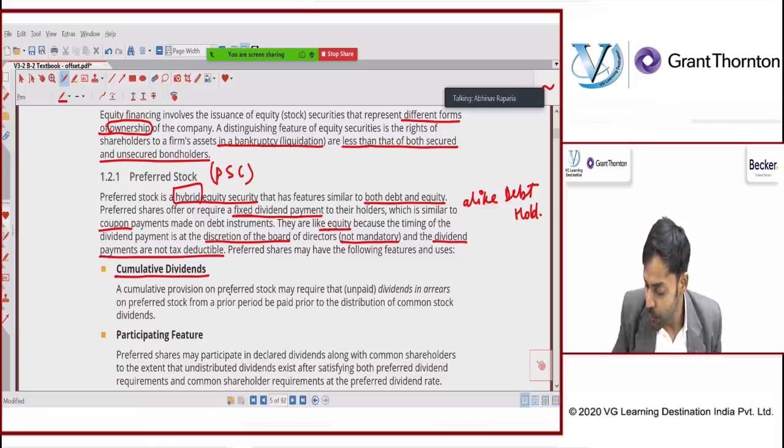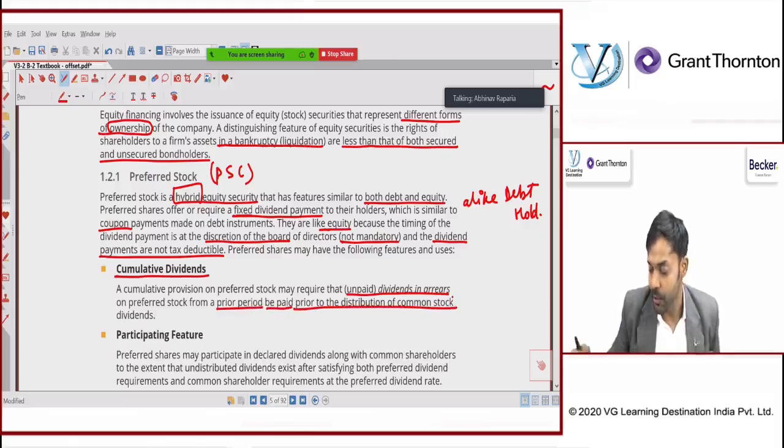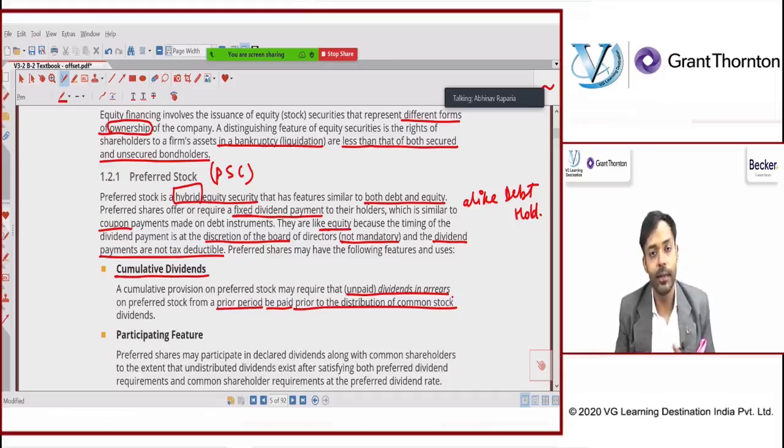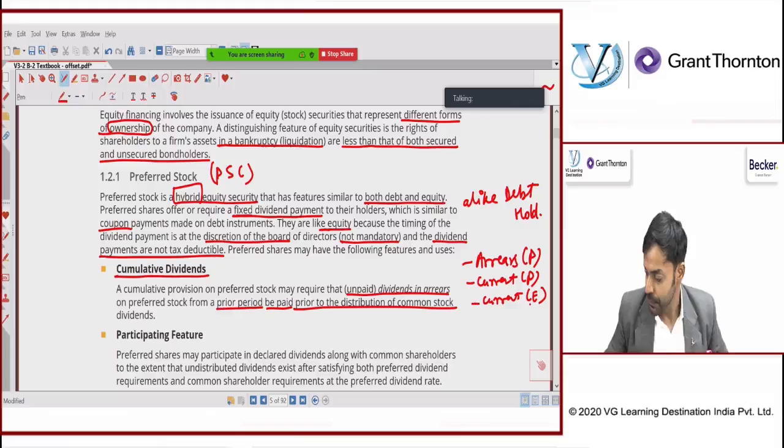So a cumulative provision on the preferred stock may require that the unpaid dividend in arrears on the preferred stock from the prior period be paid prior to the distribution to the common stock. So for example, when you're issuing a dividend, in that case the preferred shareholders will get their arrears, then they'll get the current year's dividend, and then the equity shareholders will get their current year dividend, right? So they'll get the arrears for the preferred, and then the current for the preferred, and then the equity shareholders will get for the current year, right?